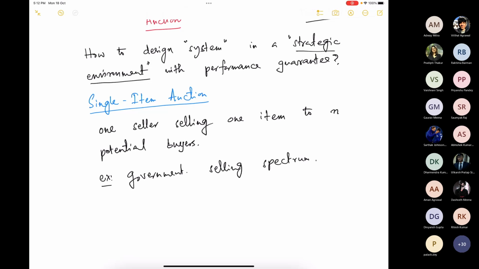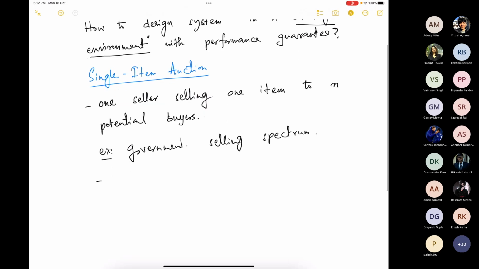For the reverse setting, when we have one buyer and n potential sellers, the example could be an organization, say IIT, that wants to buy a certain kind of machine, and there can be n possible vendors from whom IIT can buy that machine. And there is only one item, not multiple items.